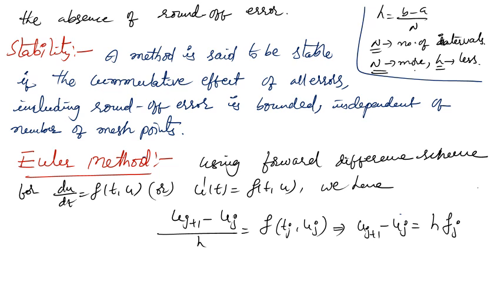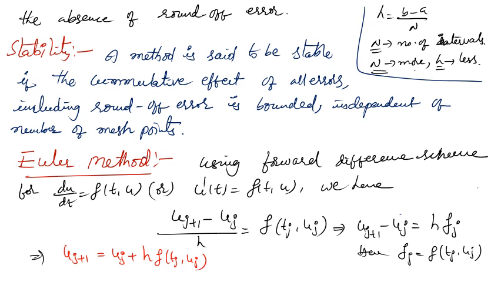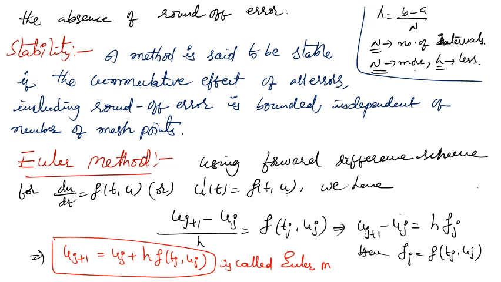Here fj stands for the function at the point j, that is f of tj, uj. Then what does this become? Therefore this implies uj plus 1 is equal to uj plus h into f of tj, uj. This method is called Euler's method.